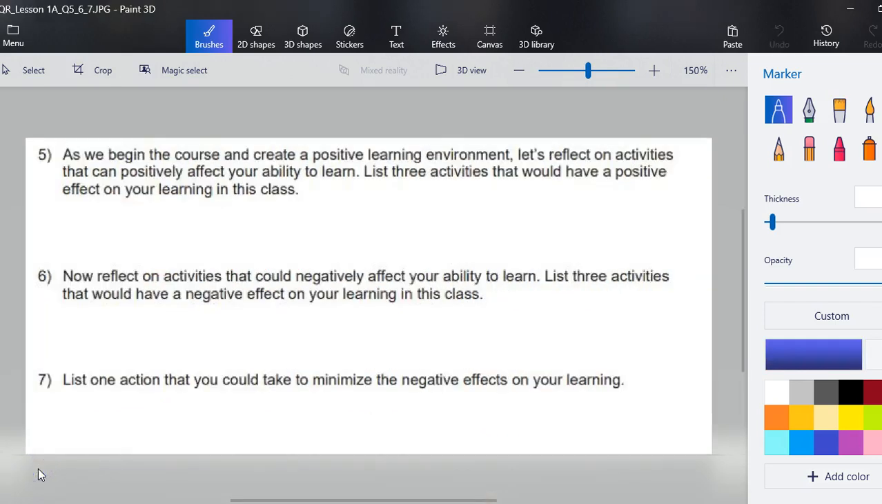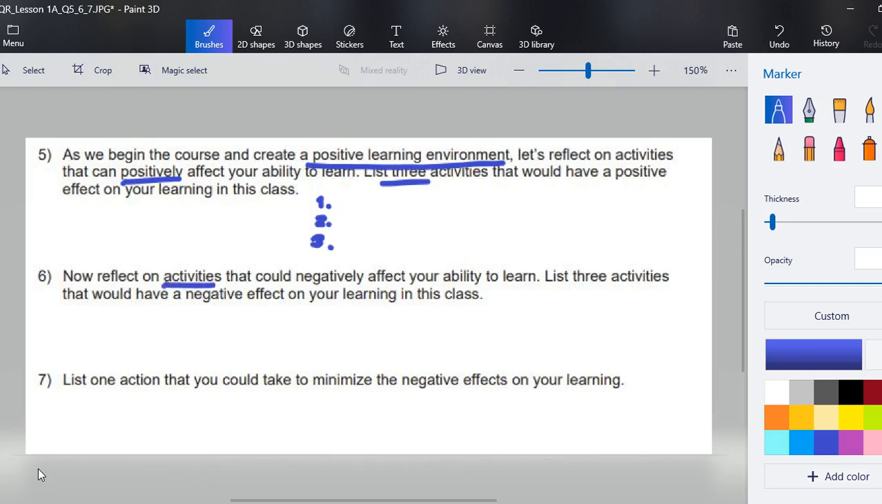So as you finish question 4, do get in a good habit of writing information down and practice good writing skills. Not writing whole paragraphs, but good sentences that are concise and that are impactful. Question number 5, as we begin the course and create a positive learning environment, let's reflect on activities that can positively affect your ability to learn. List 3 activities that would have a positive effect on your learning in this class.